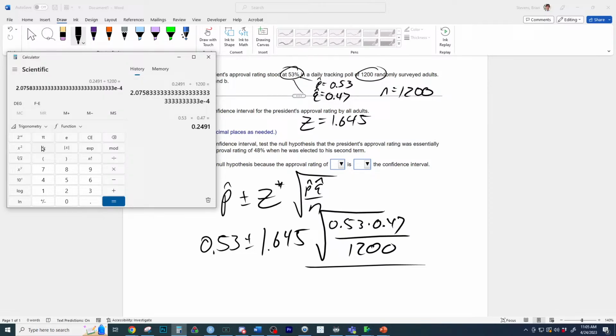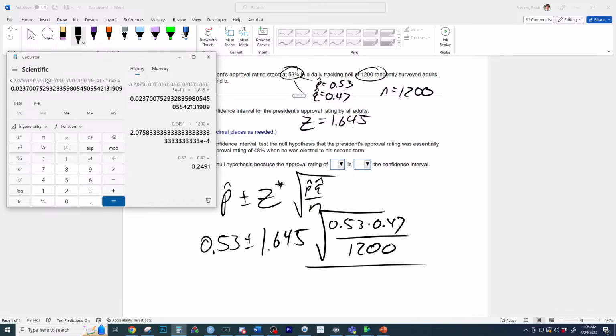We square root. I'm so not used to this calculator yet. There it is. That's square rooted. That's the square root of it right there. 0.0144. I think that's correct. That does look correct. Times 1.645. There's the value right there. Now we're going to take 0.024.